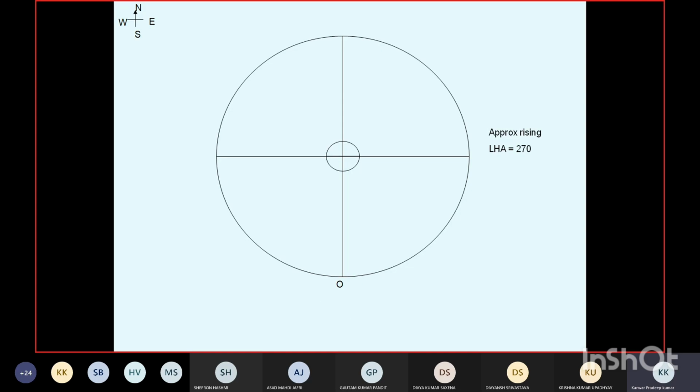So let us say a body is rising in the eastern horizon. What will be the LHA of the body? Local hour angle, approximately 270. Because you are measuring from the observer's meridian to the body, measuring westwards. The next picture will be a little more clear. Body on the meridian, LHA is equal to 0.